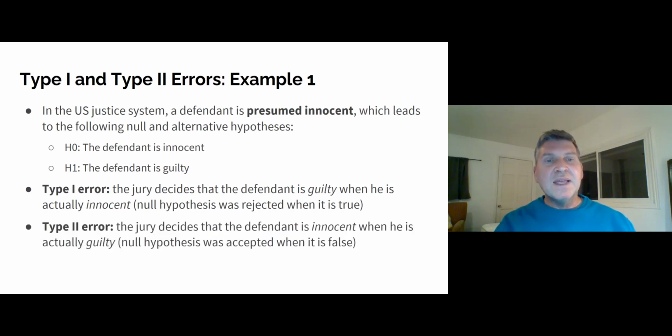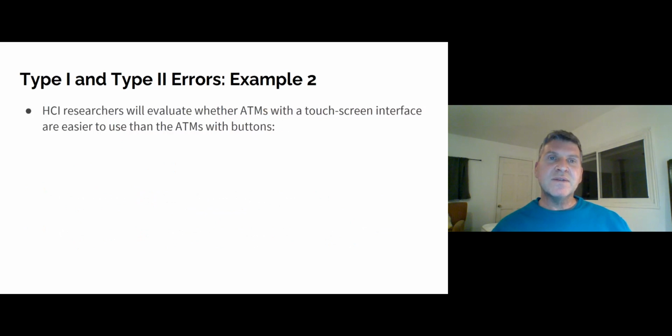The other is a type 2 error. And remember, this is where the jury decides the defendant is innocent when he or she is actually guilty. So the null hypothesis was accepted, meaning the defendant is considered innocent, when actually it should have been rejected and the alternative hypothesis accepted. So here's another example that ties more into HCI.